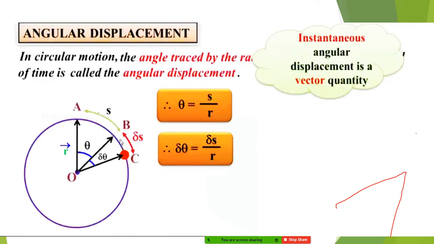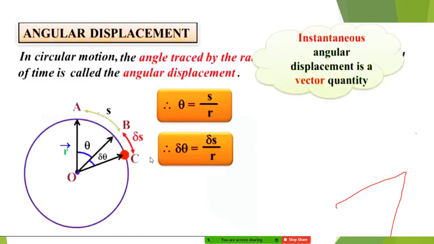Now, from position B to C, the object covers a small distance. From B to C is a very small distance. So how to represent a small distance? We represent it by the delta symbol. Delta S. Obviously, if the distance is small, the angle is also small. So theta is represented by delta theta. And what we call a small distance in physics is instantaneous. Instantaneous angular displacement or instantaneous angular distance.